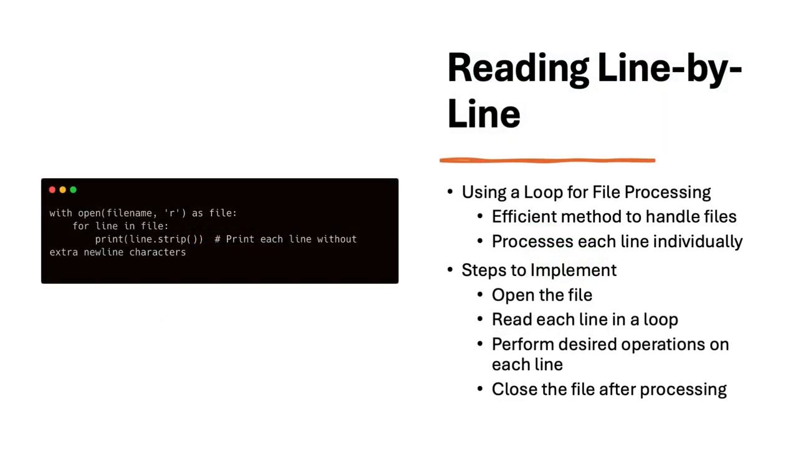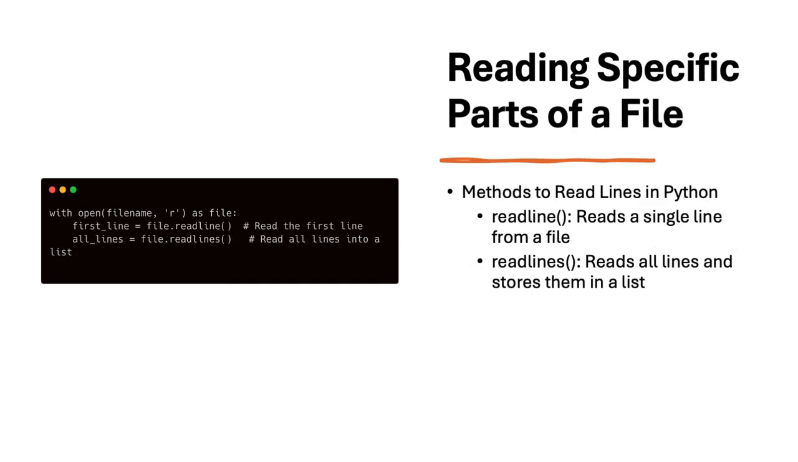To process a file line by line, use a loop. Open the file, read each line in a loop, perform operations, and then close the file at the end. In Python, you can use readline to read a single line from a file, or readlines to read all lines into a list.